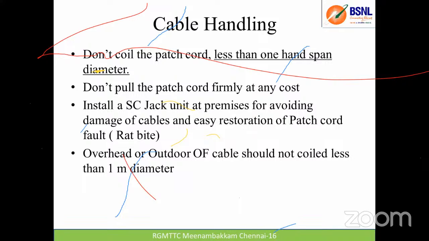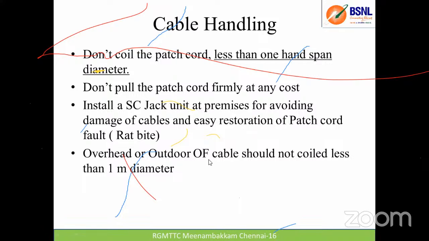Then install an SC jack unit at the premises to avoid damage to cables and for easy restoration. Usually at the customer end they have these SC jack units for easy restoration of the patch cord. If the customer needs an extension or some future work, with a patch cord they can extend it easily.